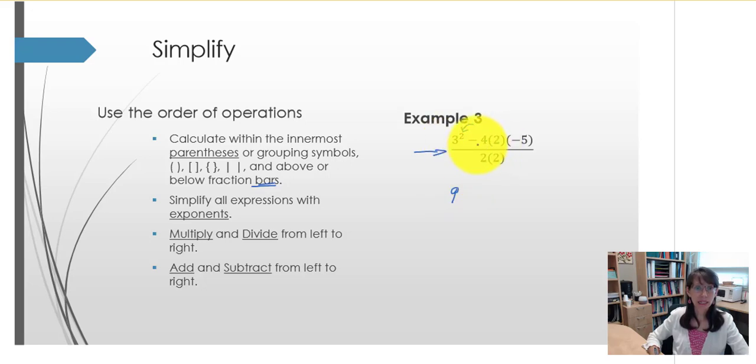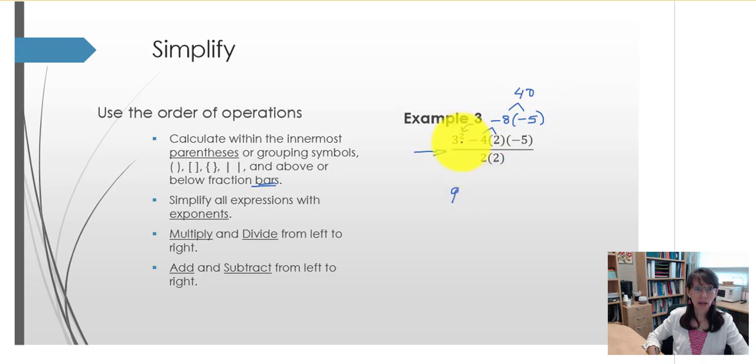Then what we actually have is negative 4 multiplied by 2 multiplied by negative 5. So I have 2 numbers that are negative and 1 that is positive. Any even number of negative numbers multiplied will make a positive product. Or you can just take them 2 at a time. So negative 4 times 2, that's going to give me negative 8, and that is what I will multiply by negative 5. So a negative times a negative will make a positive 40.